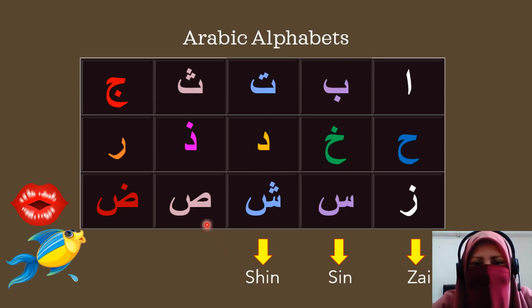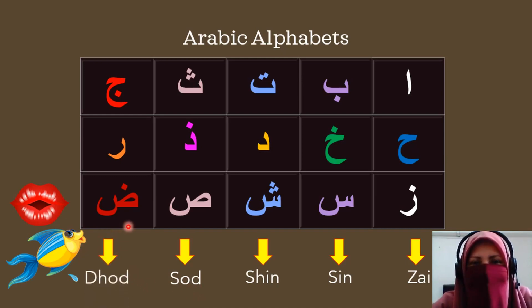Okay, next here we have is sod. Okay, sod. When we want to pronounce the letter sod, we have to make our mouth look something like this, like a fish mouth. Okay, sod. All right. And next here we have the letter dot. Okay, the letter dot. And the way to pronounce the letter dot is the left side of your tongue should be touching the left side of the teeth or the gums. Okay.